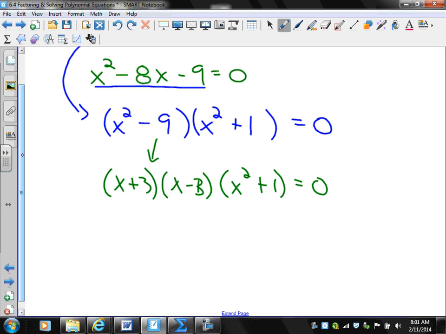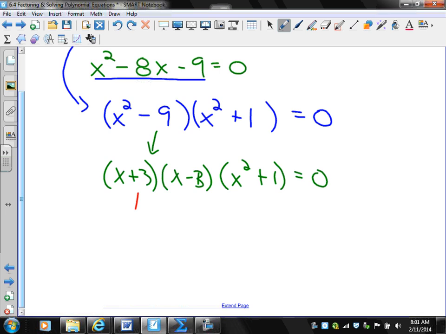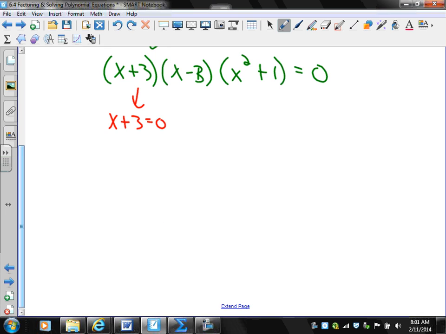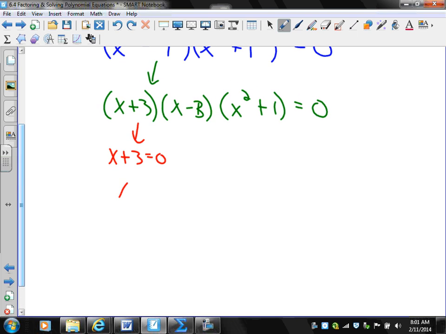And now I can go ahead and set each of these equal to 0. Again, we're kind of like in familiar territory, hopefully here. And we get x equals negative 3. For my second factor, I get x equals positive 3. And from my third factor, we can solve this. X squared plus 1 equals 0. I get x squared equals negative 1.